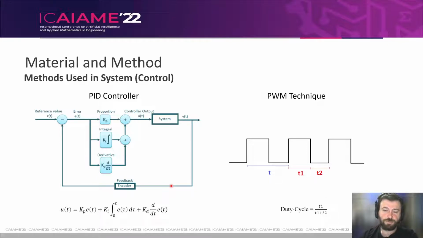Let's move on to the pulse width modulation technique. This method was chosen to drive the motor. It generates a square wave on the basis of the PWM technique and takes the frequency as a reference. The speed of the motor is determined by adjusting the duty cycle. The duty cycle calculation is shown in this formula.